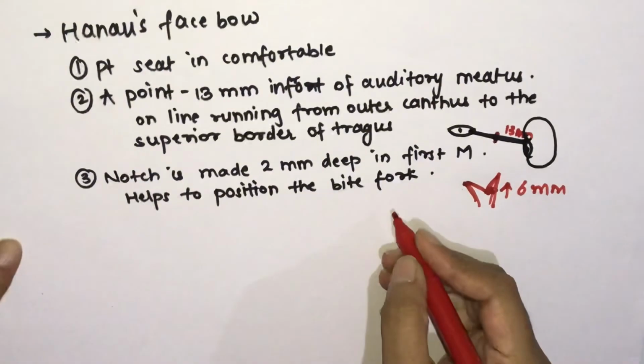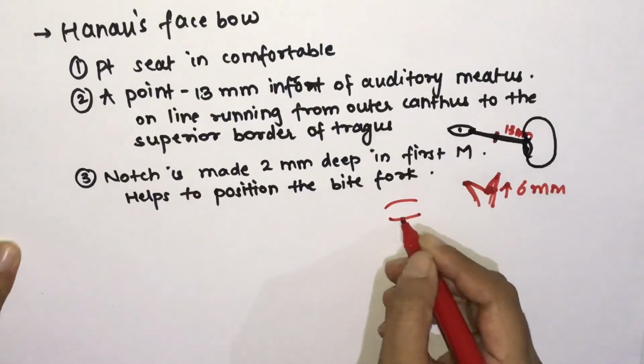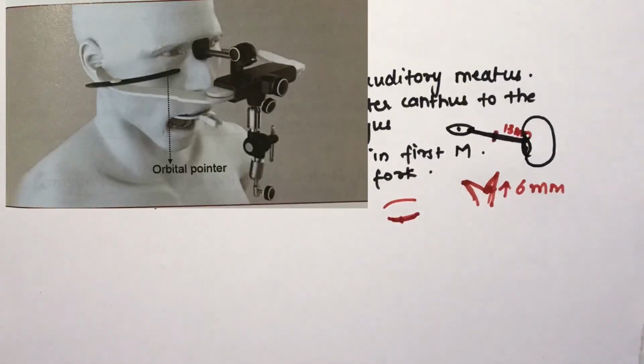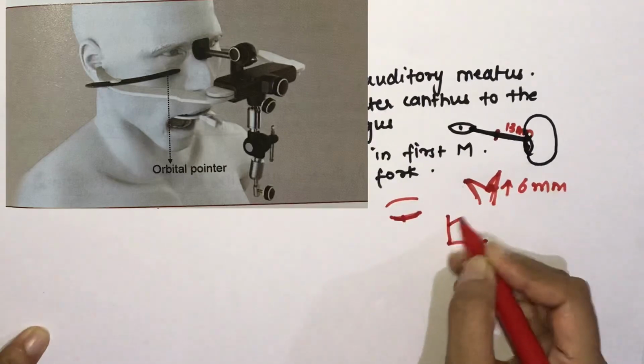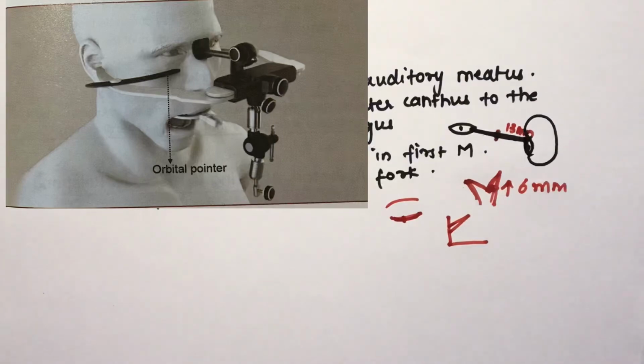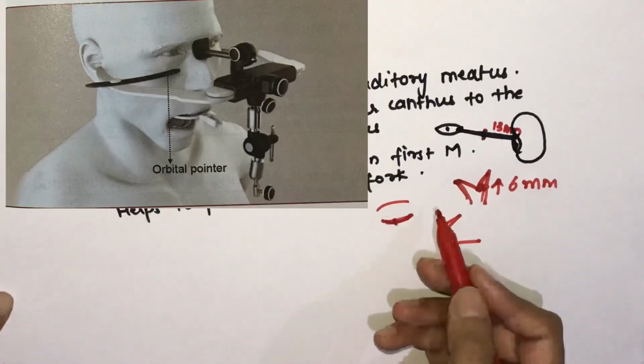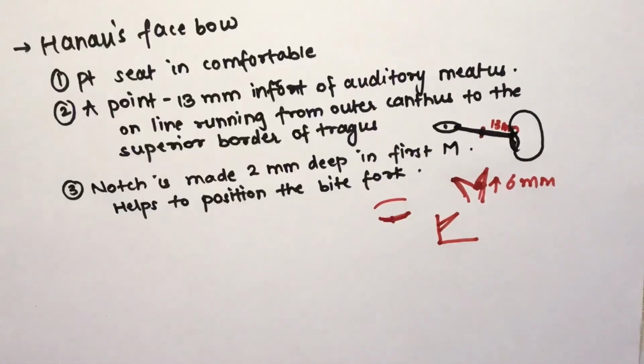Then the next step: the infraorbital notch is palpated. So you are palpating the infraorbital notch, and the orbital pointer, which was present, is made to touch this infraorbital notch and is locked in position with the U-shaped frame. Then this entire facebow assembly along with the occlusal rim is removed from the mouth and positioned on an articulator, and this is how you record your orientation jaw relation.